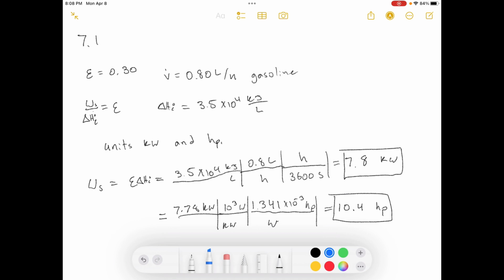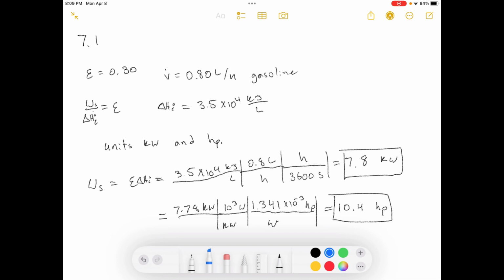Doing problem number 7.1. This one's pretty quick, so I'll go ahead and read the problem statement. It says a certain gasoline engine has an efficiency of 30%. That is, it converts into useful work 30% of the heat generated by burning a fuel. If the engine consumes 0.8 liters per hour of gasoline with a heating value of 3.5 times 10 to the 4 kilojoules per liter, how much power does it provide? Express the answer in both kilowatts and horsepower.